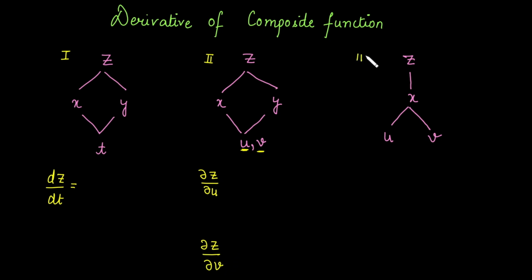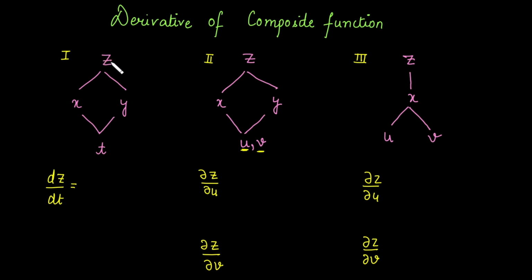Whereas in case number 3, we have taken a z function that is depending upon one variable x, and this x is depending upon two variables u and v. Again in this case, z is finally depending upon two variables u and v. It means we can find the derivative of z with respect to u and v, but they are partial derivatives. Now the point is how to evaluate these derivatives.